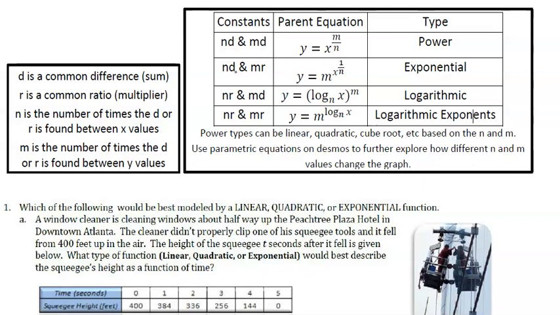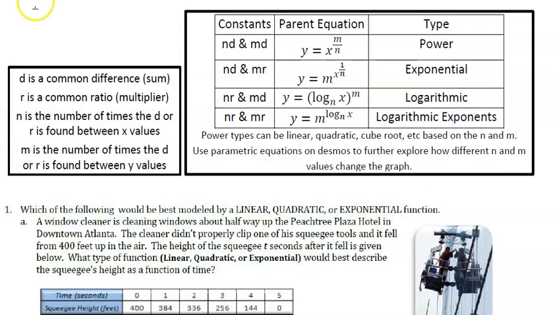And then if we have a common difference and a common ratio, that would be exponential. If you had a common ratio and a common difference, that would be logarithmic. And then if you have both common ratios, that would be a combination of logarithms and exponents, which is never used. Power types could be linear, quadratics, cube root, etc. based on n and m. Use parametric equations on Desmos to further explore how different n and m values change the graph.